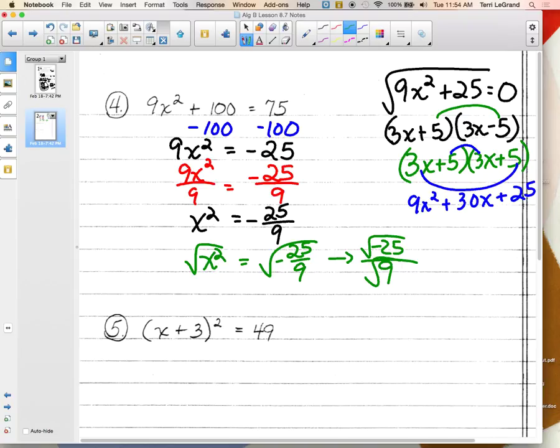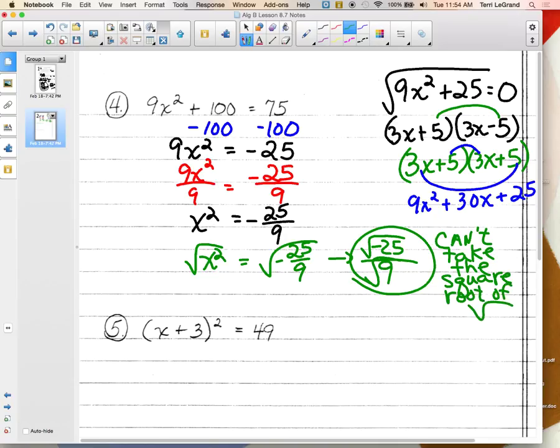Oh, you can't take the square root of a negative number. So we say, no, can't. Will you write this in your notes? Can't take the square root of negative 25. Not going to happen. Not in our world right now. Oops, I didn't need that to be a radical sign. Can't take the square root of negative 25, or for that matter, negative 25/9. It doesn't matter. And so we're going to say what?